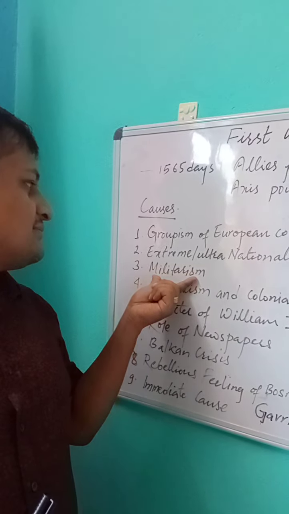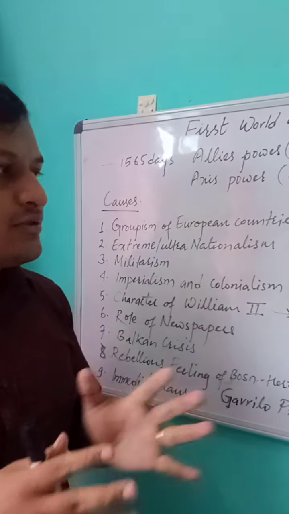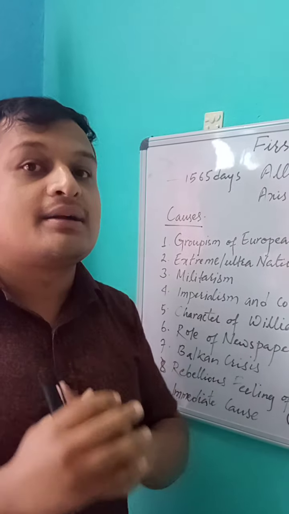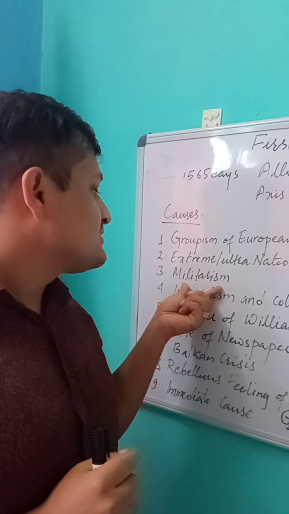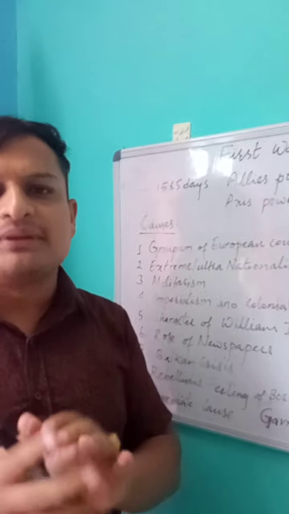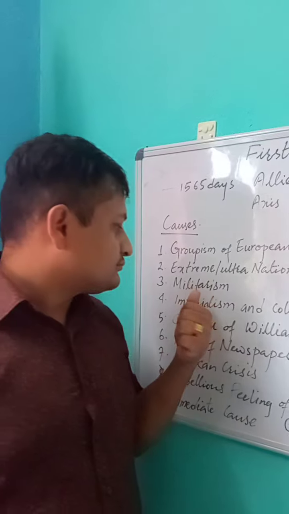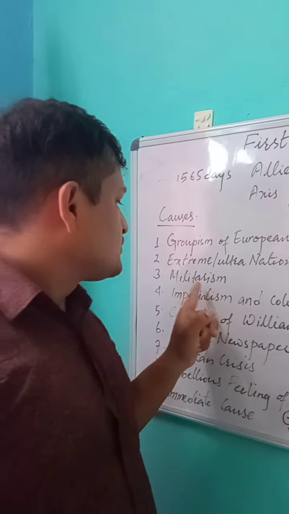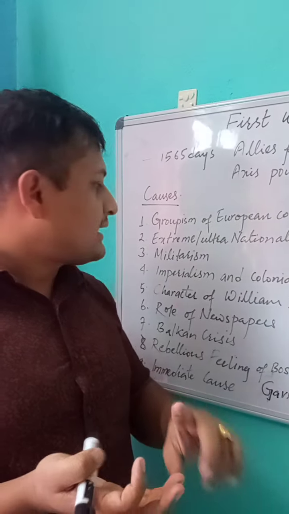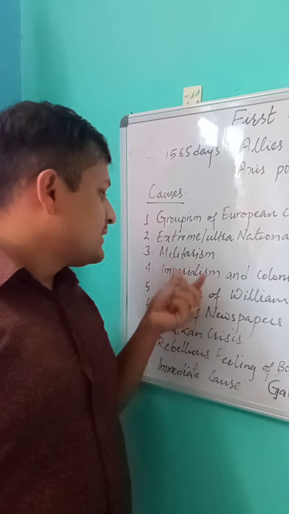Third is militarism. All the countries knew that the two hostile groups had already formed, so they had to prepare, remain alert and strengthen their armies. To strengthen their armies, some of the countries imposed compulsory military service on people. People had to serve compulsorily. Likewise, there were investments made in weapons and other war-related things. So militarism also is one of the main causes.